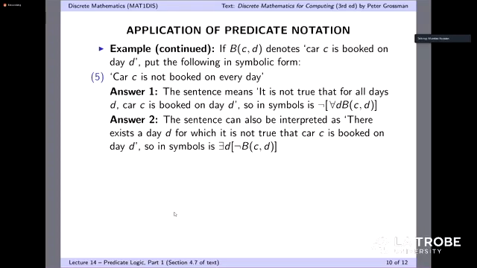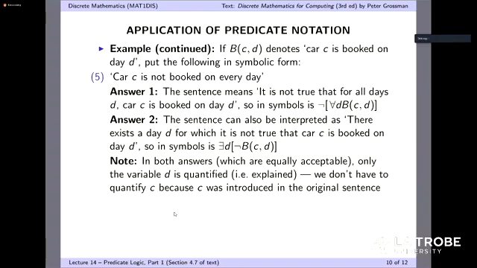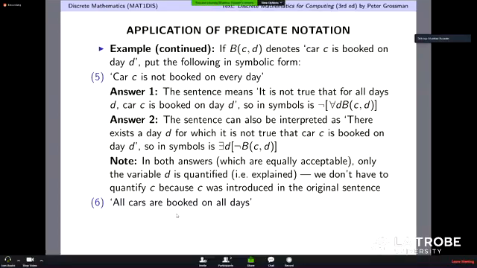All right. So only variable D is quantified. We don't have to quantify C because, as I just said, it's given in the original statement. If you quantify that even then, it does not make your answer wrong, because you are repeating the same information that's given to you. Anyway. All cars are booked on all days. How do you do that? Let's look at how you quantify that statement.